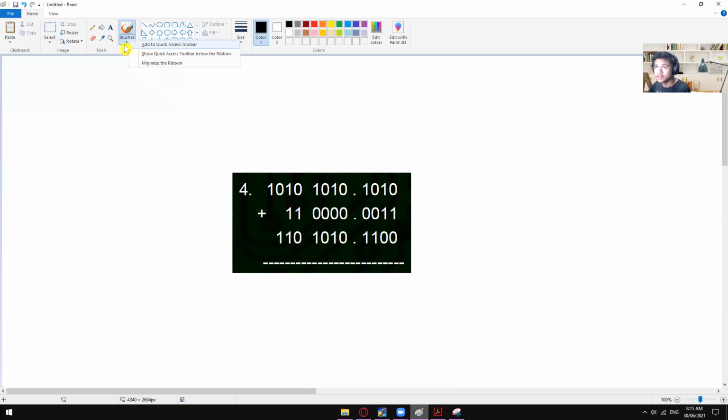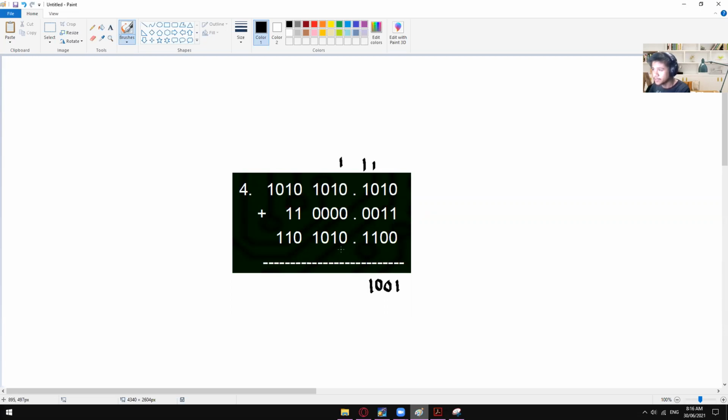Okay, so let us answer this one. So 0 plus 1 plus 0 is 1. 1 plus 1 is 10. So carry 1, bring down 0. 1 plus 1 is 10. Carry 1, bring down 0. 1 plus 1 is 11. So carry 1, bring down 1.